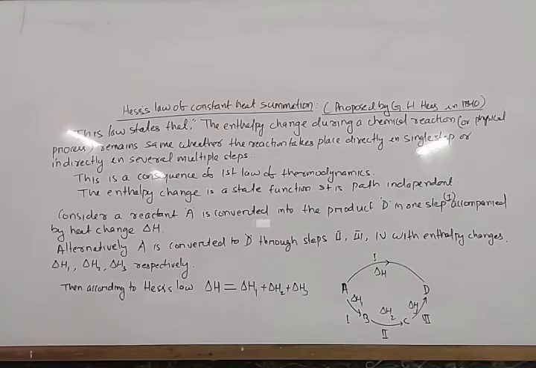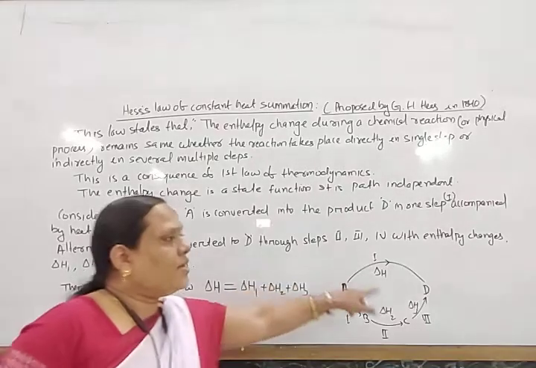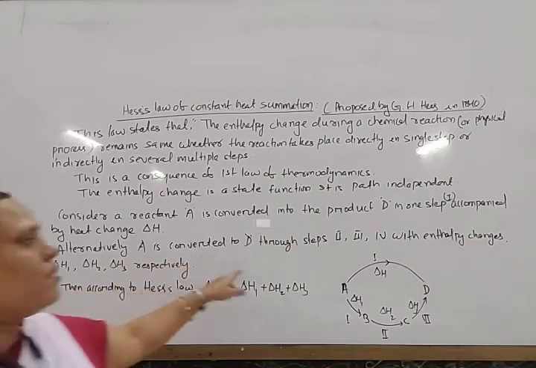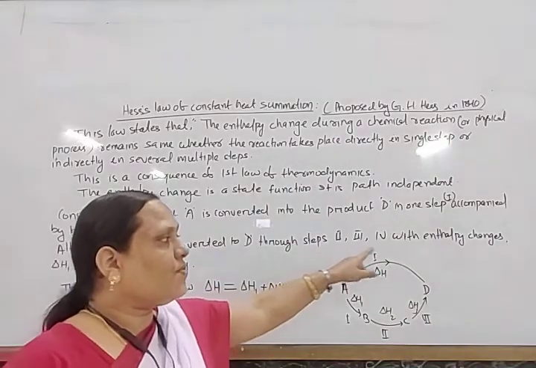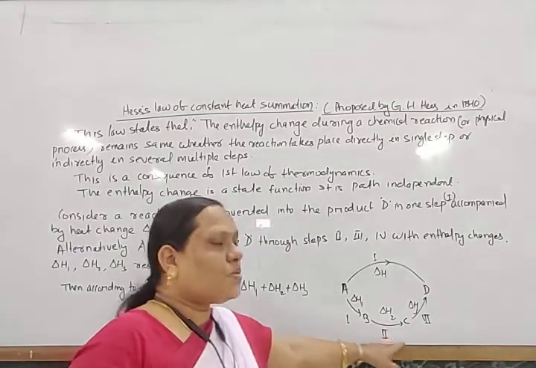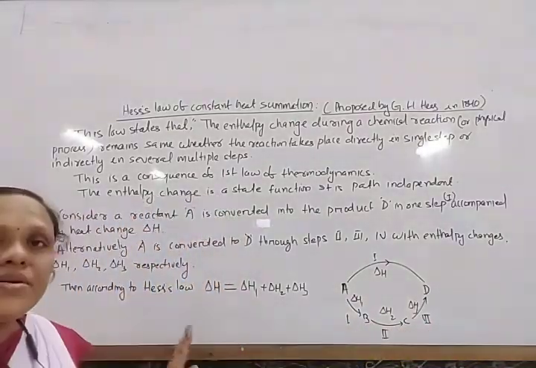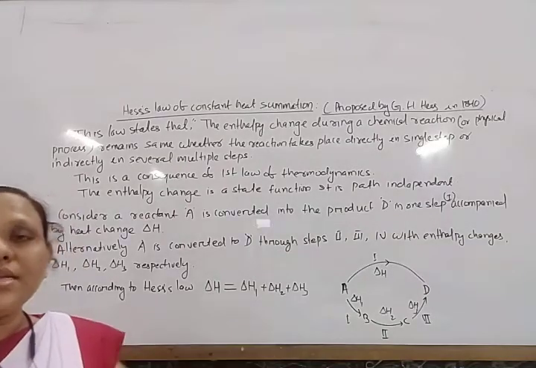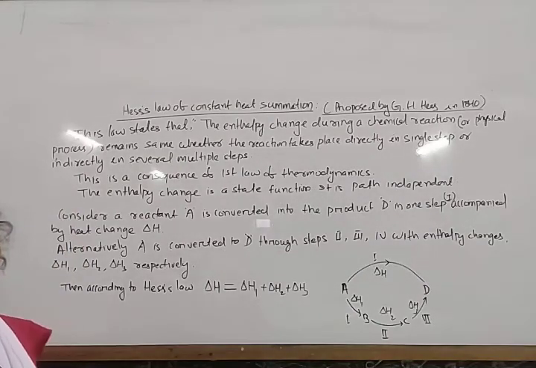So consider a reactant A converted into the product D in one step, that is step 1, accompanied by heat change del H. And alternatively, A is converted to D through steps 2, 3, 4 with enthalpy changes del H1, del H2 and del H3. Then according to Hess's law, del H must be equal to del H1 plus del H2 plus del H3.